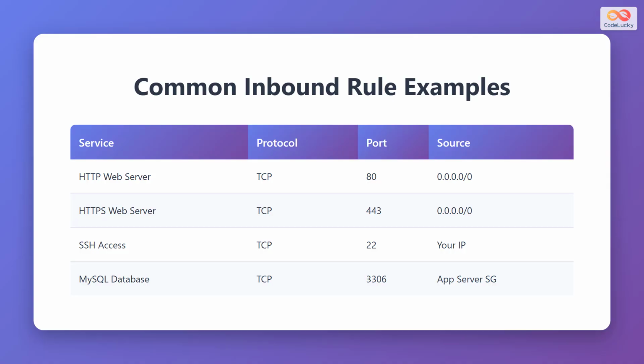Let's look at some common inbound rule examples. For an HTTP web server, you would use TCP protocol on port 80, allowing traffic from anywhere using 0.0.0.0/0. For an HTTPS web server, TCP on port 443, also from anywhere. For SSH access, TCP on port 22, but you should restrict the source to your specific IP address for security. For a MySQL database, TCP on port 3306, with the source being the application server security group.